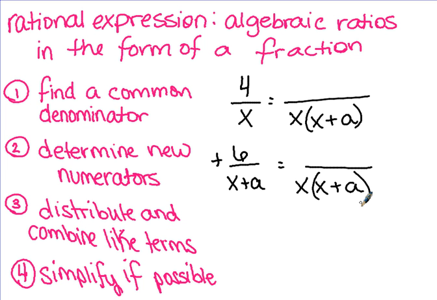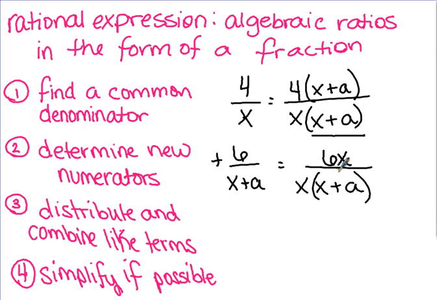All right, step 2, we want to determine new numerators. All right, well, I multiplied x times x plus a to give me the new denominator. So I also need to multiply 4 times x plus a to give me the new numerator. Notice that if we were to cancel out x plus a and x plus a, we would have 4 over x, which is what we started with originally. All right, but we're not going to do that for the sake of what we're doing here. All right, now in the second fraction, we multiplied x plus a times x, so we need to multiply 6 times x, and that gives us 6x. All right, so we've determined our new numerators.